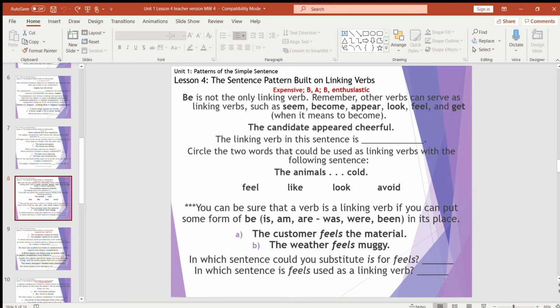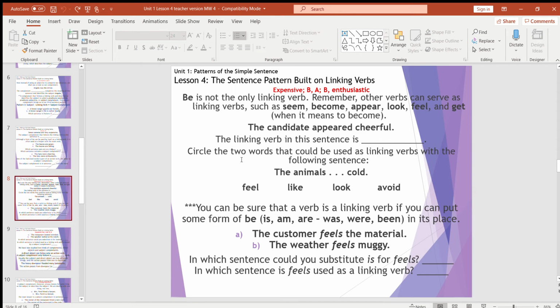So if you see that word there, even if it's not a form of be, it might still be acting like a linking verb. So if we have the candidate appeared cheerful, the linking verb in this sentence is what word? It would have to be appeared. But appeared can kind of look like an action verb, right? You don't necessarily see that word and think automatically, oh, linking. So you have to be careful with this, okay? And I'll explain how you can check it in a second.